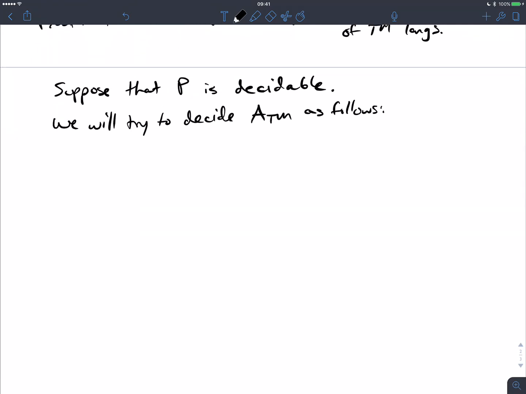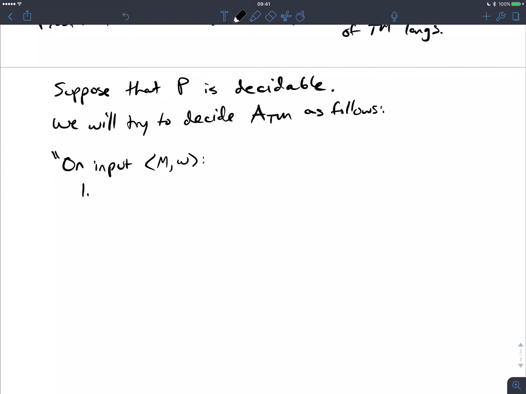So now, what does a supposed decider for ATM take as input? A machine and a string. Good. So on input M, W, and then now I got to use P in some important way here.